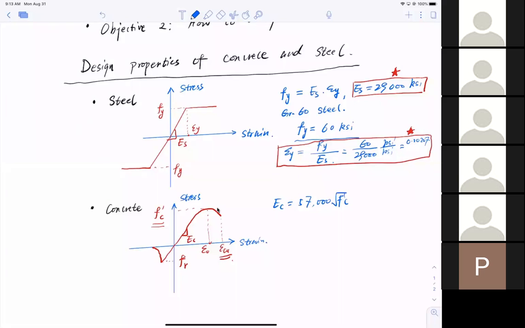Keep going, Noah. For which equation? The question is, you see this equation written down here, Ec equals 57,000 square root f'c. I just want to know what's behind it. Should I use psi or ksi? I'm not sure. I would guess ksi.